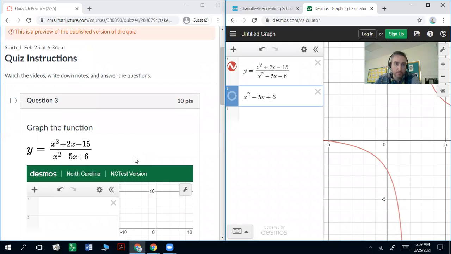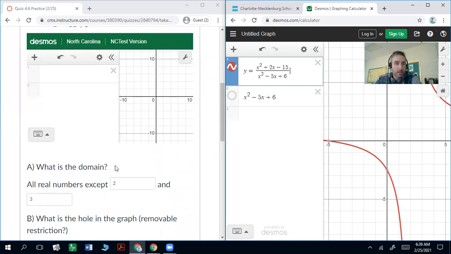All right, question 3. It says graph the function. So we're going to go ahead and graph this into Desmos. You type in y equals (x squared plus 2x minus 15) over (x squared minus 5x plus 6). Let's see what it asks. So it wants to know, what is the domain?